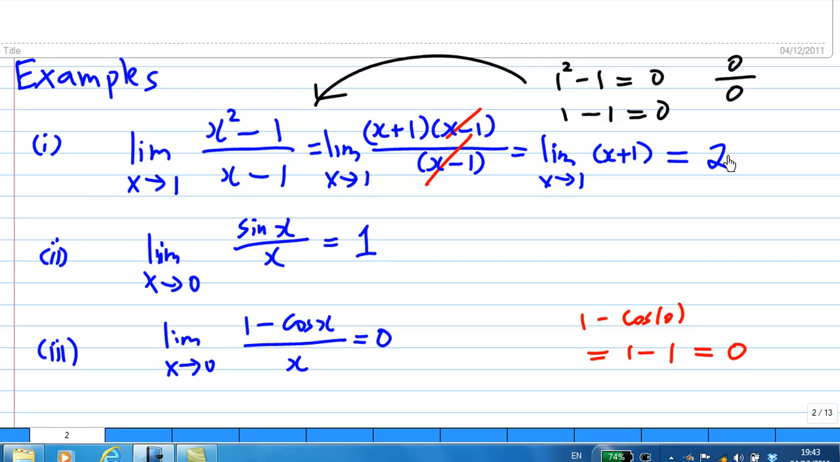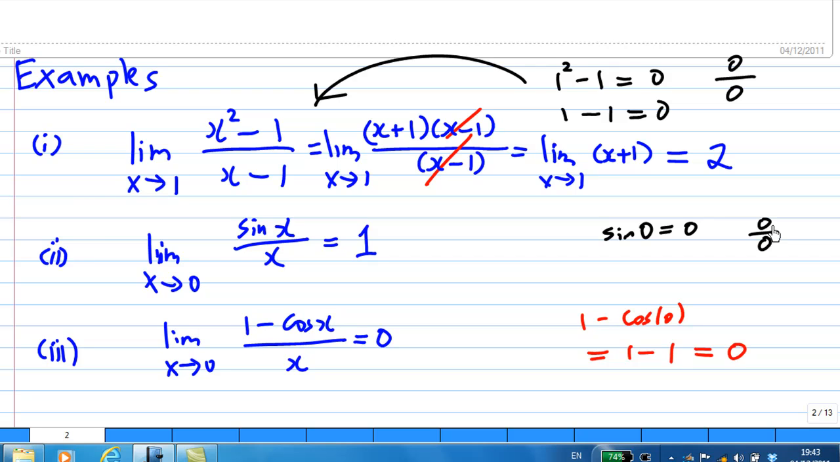For the second case, sine x over x, we know that sine of 0 is 0. When x equals 0, the denominator is also 0. Therefore, you again have a 0 over 0 case. But we know sine x over x when x approaches 0 is 1.